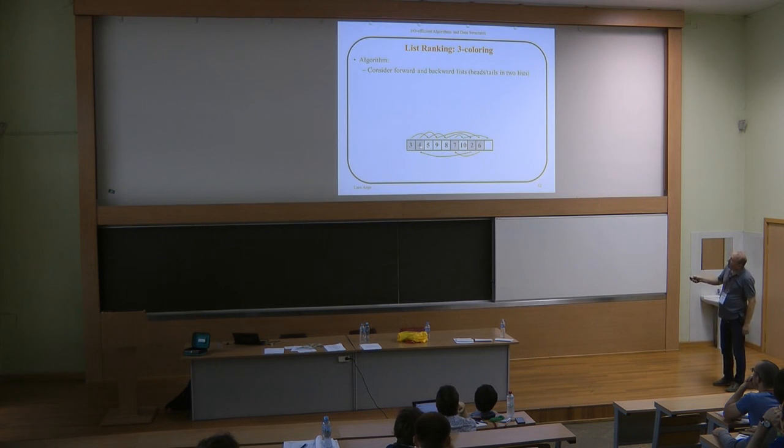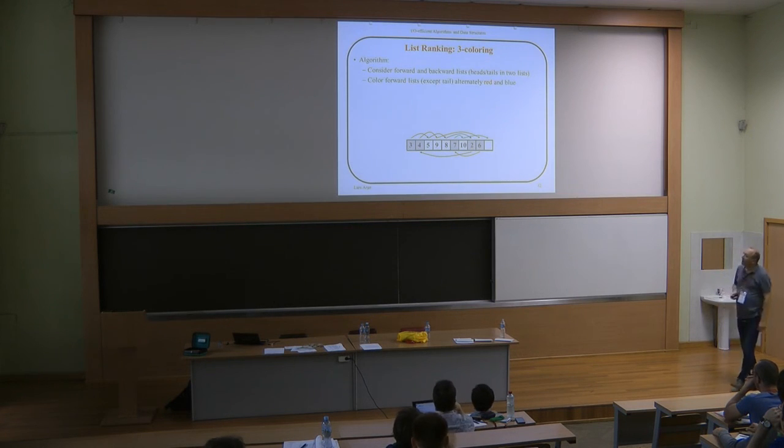Notice that one node is in the head of one list and in the tail of the other list, right? Here, 3 is the start of this forward list, but it's also the end of a backward list. Okay?